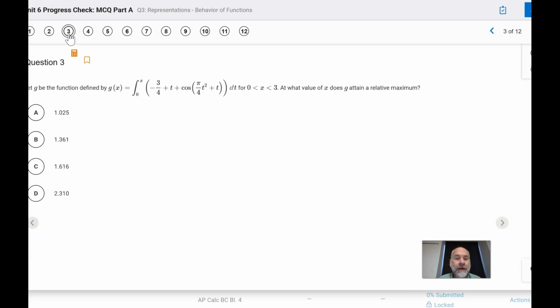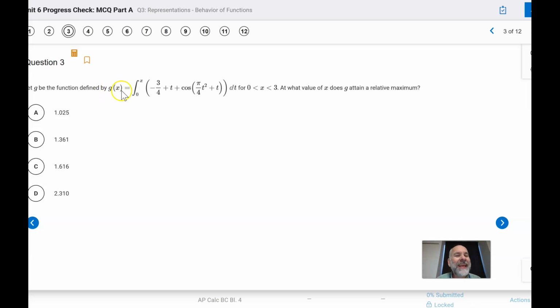Some of these I'm not going to say anything about. Let g be a function of blah. Okay, calculator allowed. Awesome. Over 0 to 3. I don't know what it looks like, I'll graph it later. At what value of x does g attain a relative maximum?